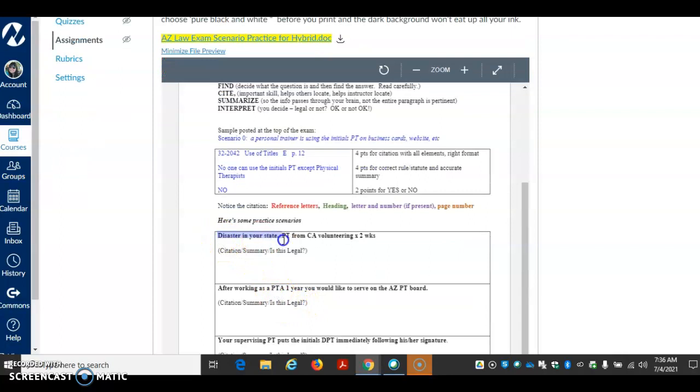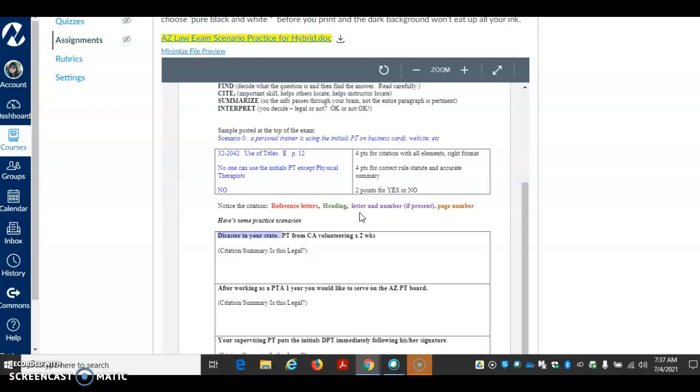There's a disaster in your state. A PT from California is volunteering for 2 weeks. The question is, is this legal or not legal? So you need to find either in your statutes or rules. And remember, this can be in both documents, or you might only find this in one.